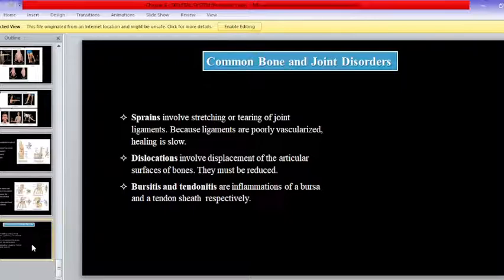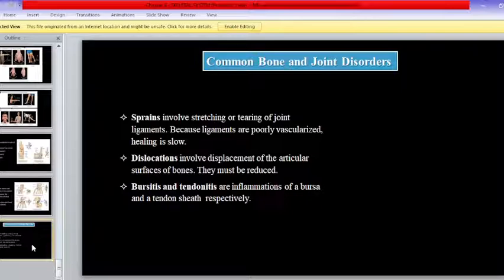Osteoarthritis, kapag sinabi mong osteoarthritis, yung cartilage at the ends of the bones wears down over time. Na numinipis yung mga cartilage doon sa dalawang ends ng bones. Okay, and then second one, you have the rheumatoid arthritis. This is caused by mainly autoimmune disease. So, nagkakaroon ng inflammation sa joints mo because of your own immune system.